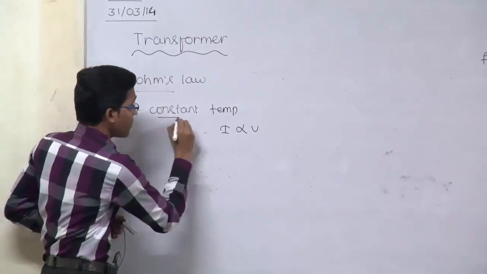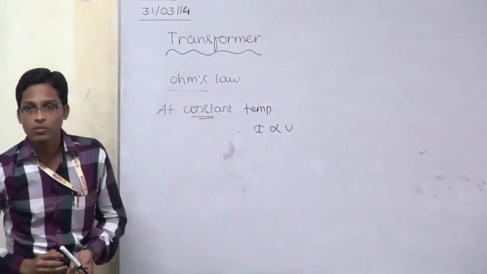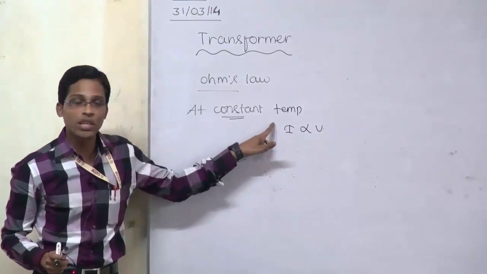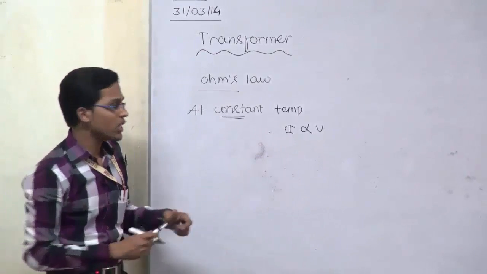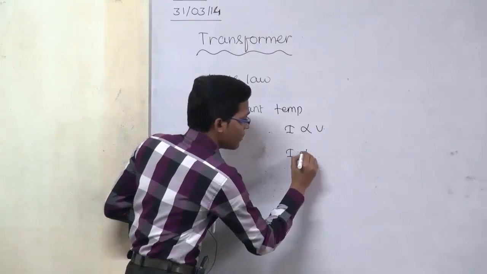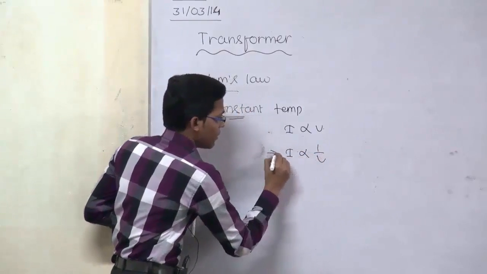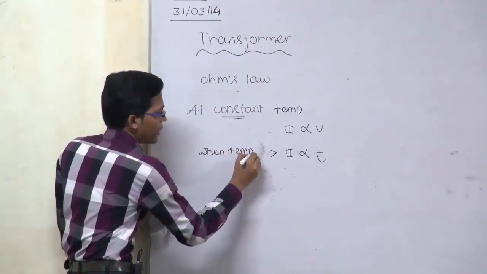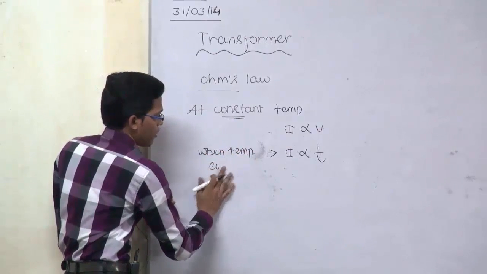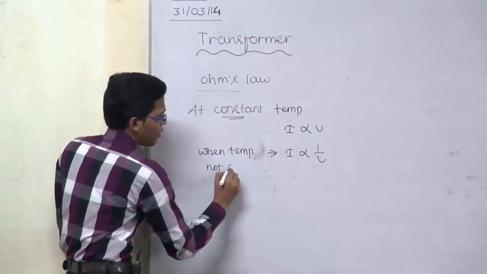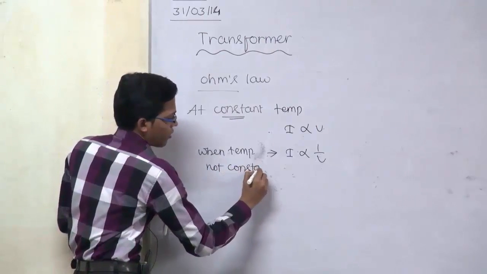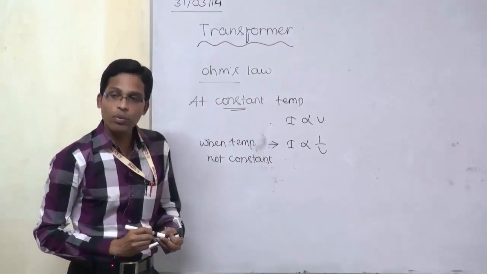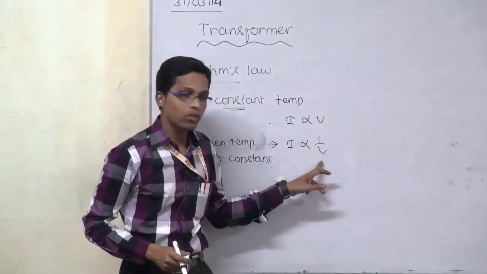But if the temperature will not be constant, this relation holds good only when temperature is constant. If the temperature will not be constant, then I is inversely proportional to V. Okay? So when the temperature will not be constant, I is inversely proportional to V.